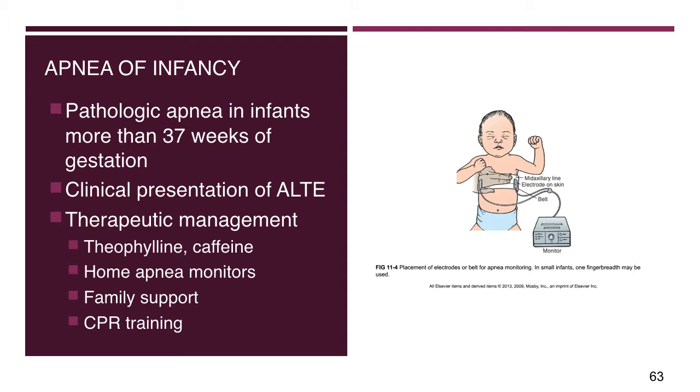They're often put on home apnea monitors. They need to have good family support, and they definitely receive CPR training before they are going home. This picture off to the side shows a home apnea monitor, and basically what they are is like a very soft belt that goes around the chest, and the leads are placed on either side under the arm. And so you just have two leads that go to the monitor, and then the monitor alarms whenever the child doesn't sense that breathing.